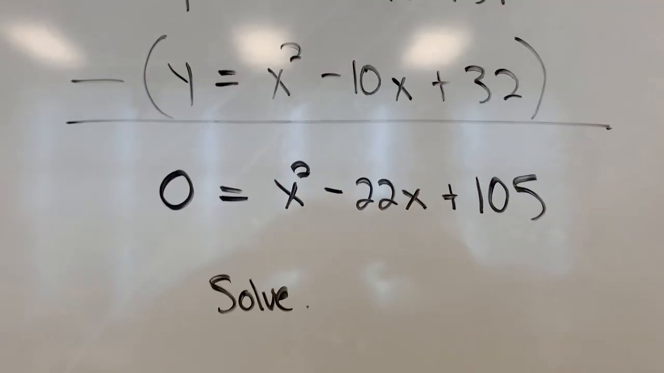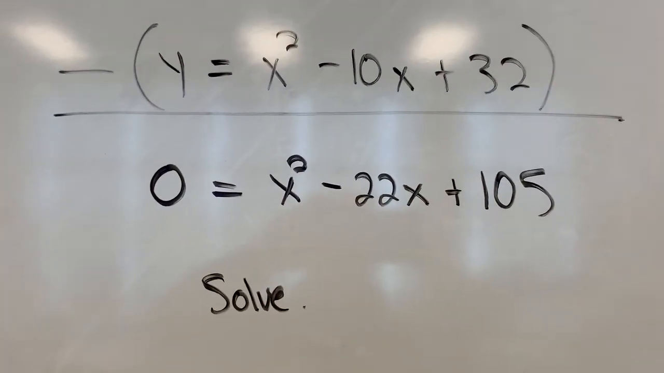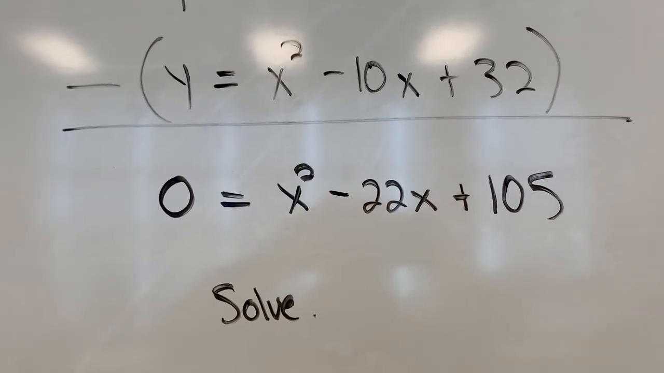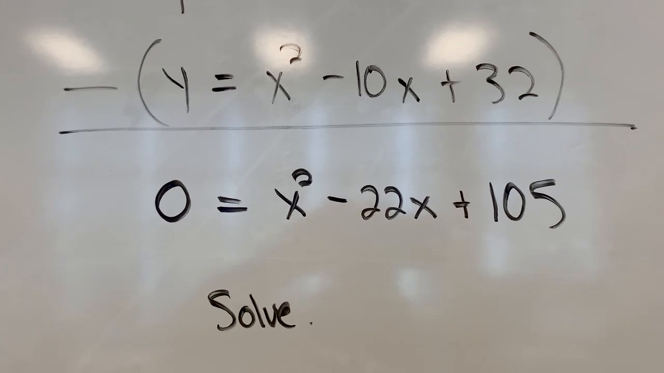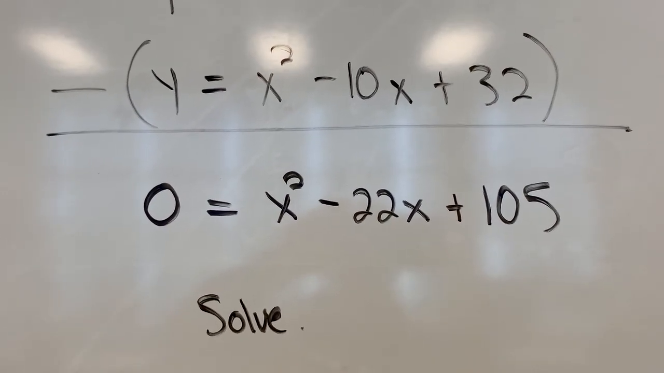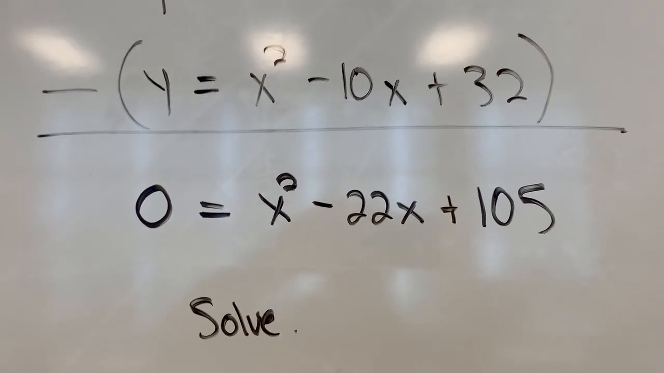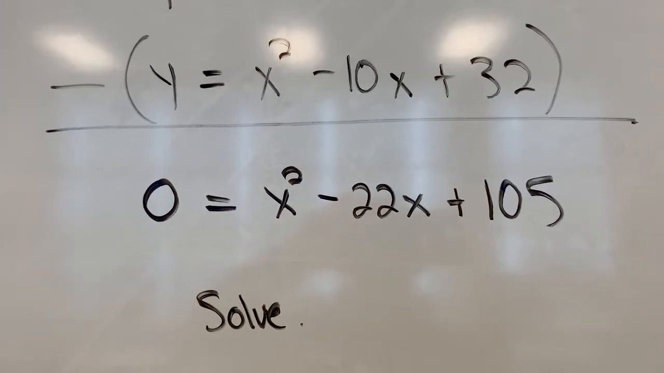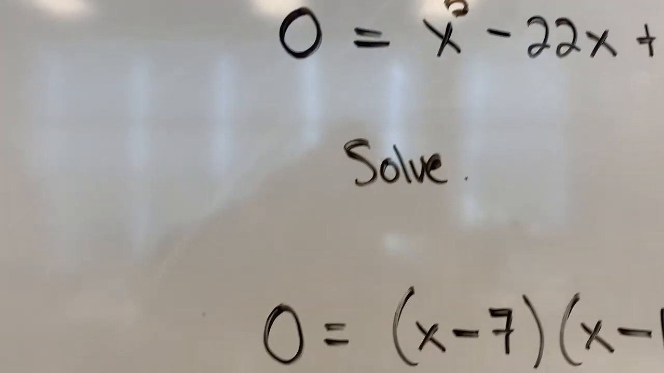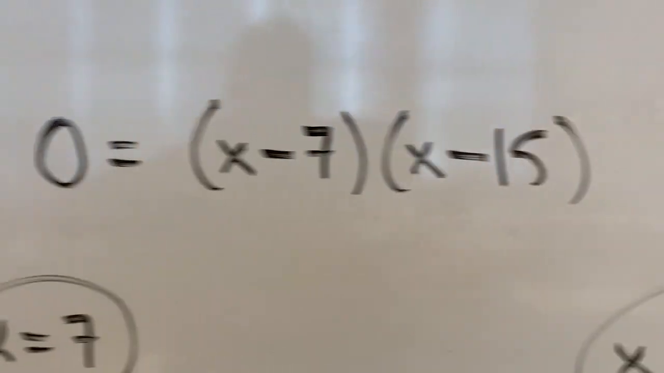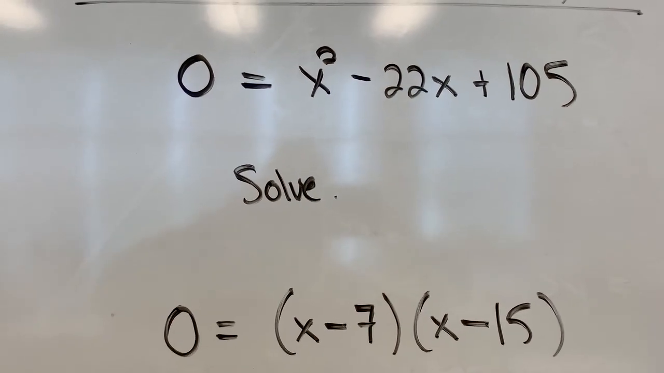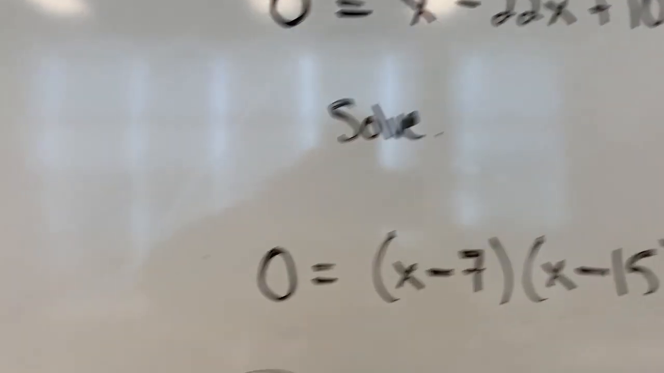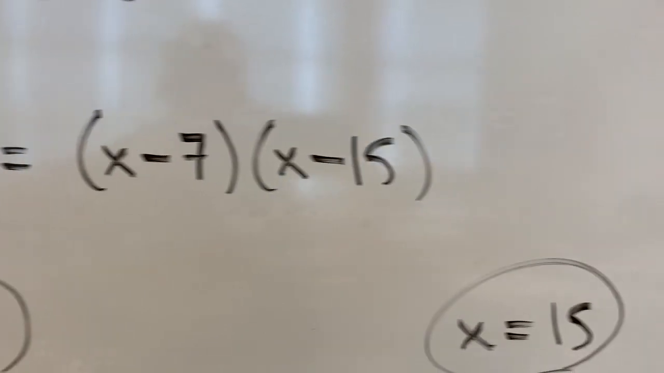If I'm not feeling comfortable about what numbers multiply to 105 and add to negative 22, which is totally understandable, just use the quadratic formula. Negative b plus or minus square root b squared minus 4ac over 2a, on your formula sheet, and you will get two answers for x. One of those answers will be x equals 7, and one of those answers will be x equals 15. Same answers you get if you do factor it by saying, oh, what multiplies to 105 and adds to negative 22. x equals 7, x equals 15.